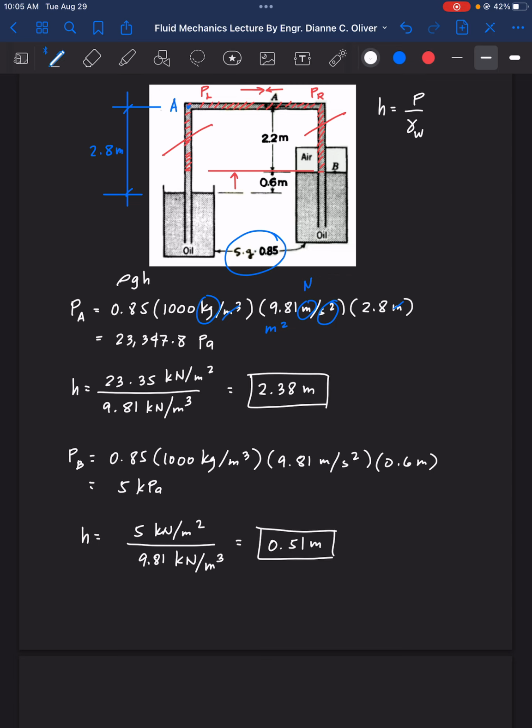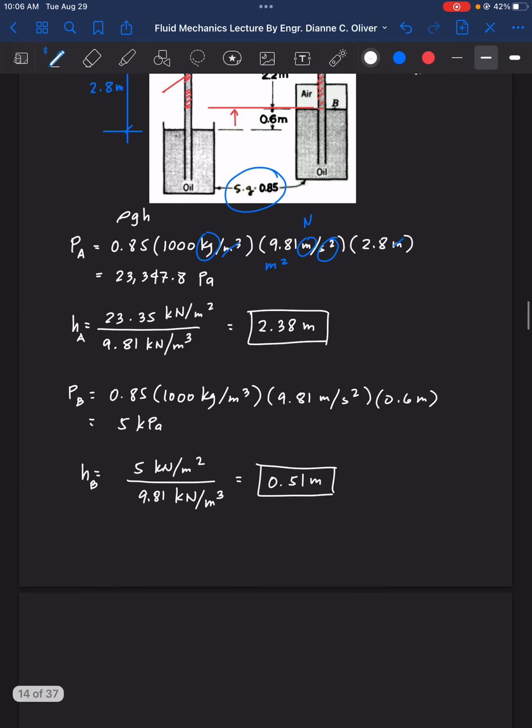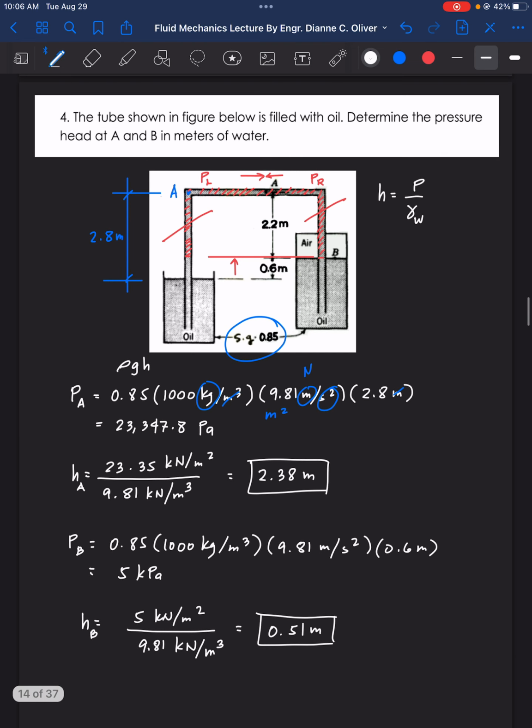So that's the pressure head at A and pressure head at B. So that's for example number 4. Okay, so that's all for this video.